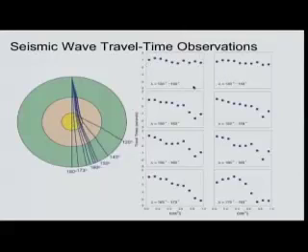These panels are showing the exact same thing. On the left-hand side you have waves that are traveling in the east-west direction. On the right-hand side you have waves that are traveling in the north-south direction. And we are going from the shallowest part of the inner core, slightly deeper, deeper, deeper, deeper, deeper, until we get to the ones that sample the center of the Earth.